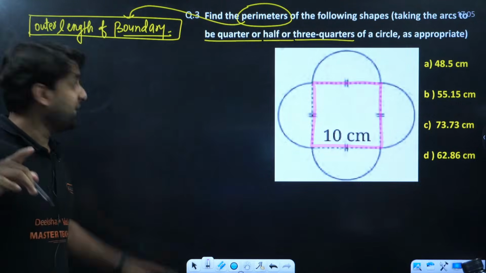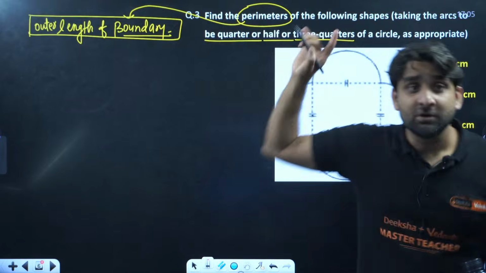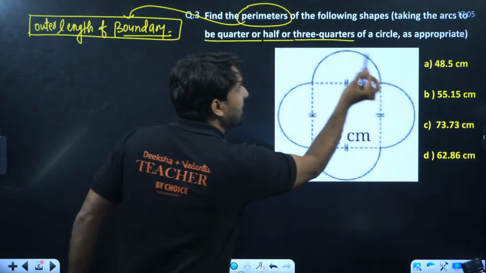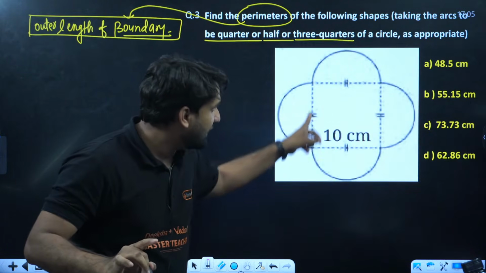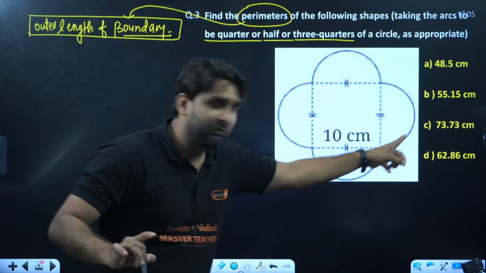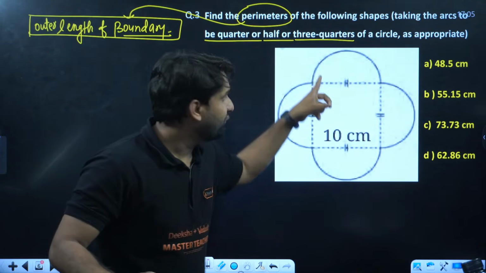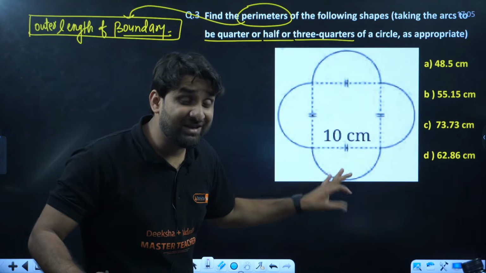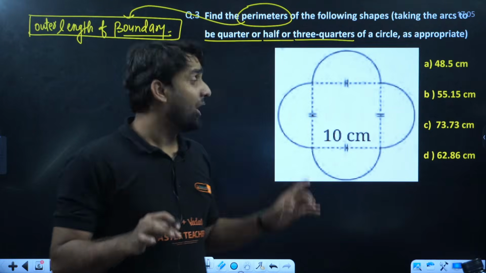One more thing, we don't have to include these lines because we are calculating perimeter. And what is perimeter? Perimeter means outer length of the boundary. We have the outer length, these solid lines, not the dotted ones, so we will not include the dotted lines. We have to calculate the length of these outer curves. We have 4 arcs, and all the arcs are exactly half of a circle. Clear everyone?